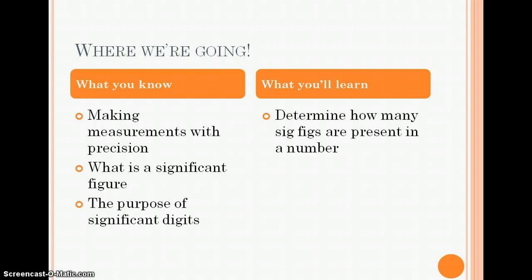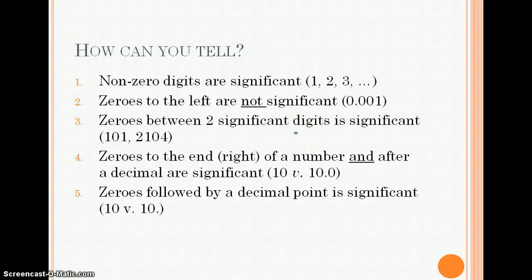Just going over here, what you've already learned is making measurements with precision. You've learned what a significant figure is and why we care about significant figures, or significant digits. What we're going to learn in this presentation is how to count how many significant figures there are in a number. Okay? So let's get started. I'm going to quickly go over these rules and then we'll actually practice a little bit. This is not going to be complicated once you get some practice.